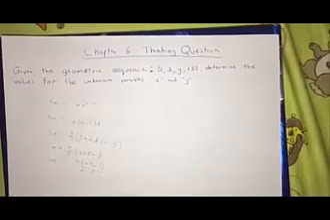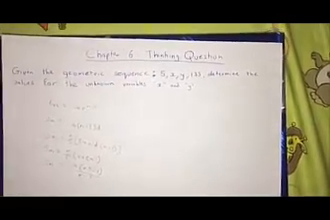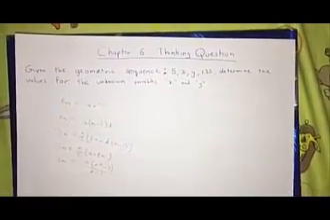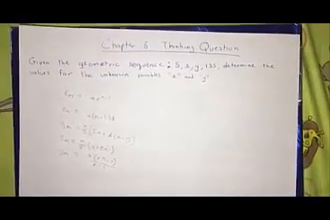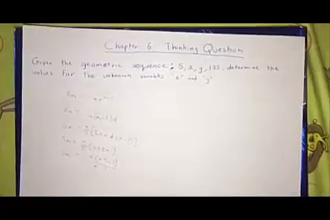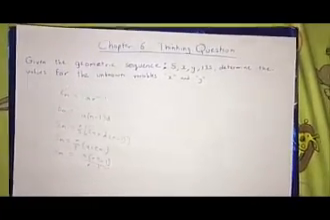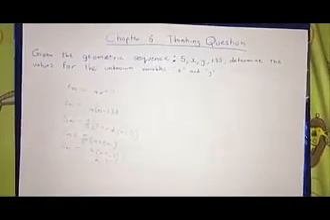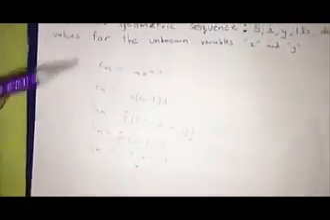This is a thinking question from chapter 6. The question is, given the geometric sequence 5, x, y, and 135, determine the values for the unknown variables x and y. And these are all the formulas that we know so far.